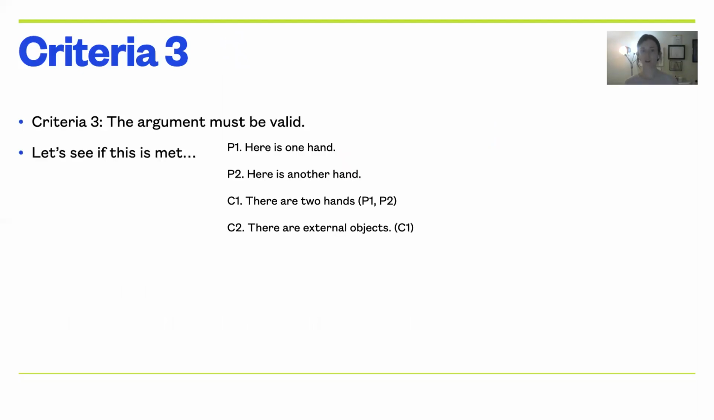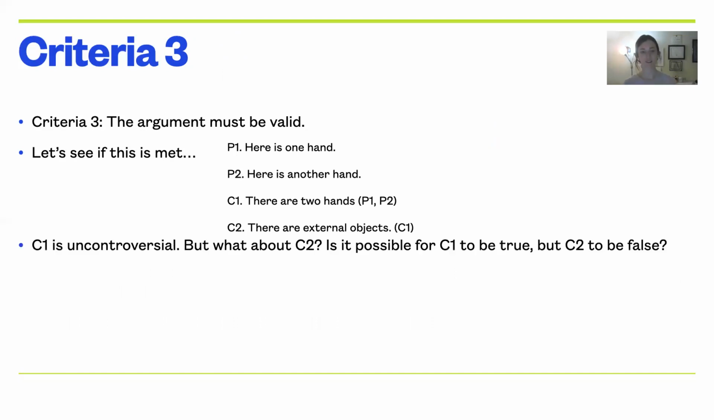So we're still on premise 2, was criterion 2 met? Not sure. So criterion 3, the argument must be valid. So is the argument valid? Well, let's remind ourselves this is the argument. And now we're like, okay, this C1 definitely follows from premises 1 and 2. No one's going to deny that. But what about C2? There are external objects.